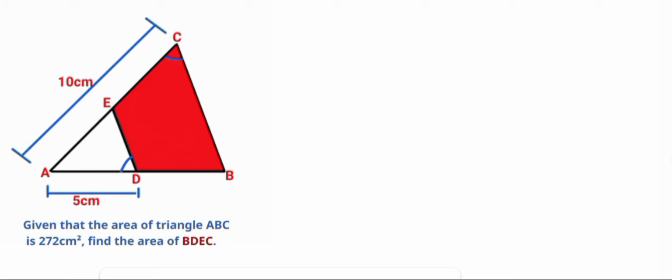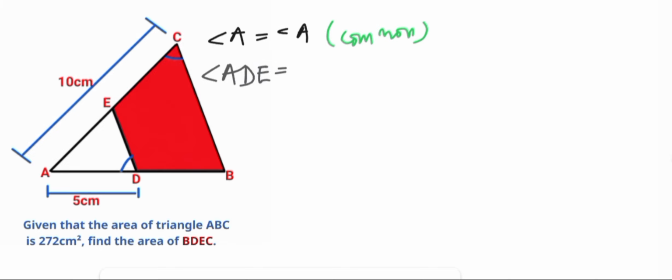The first thing we want to do here is try to establish similarity between the triangles. And to do that, it is obvious that the two triangles have angle A. So we can say that angle A is equal to angle A in both triangles. That's a common angle. It is also given that angle ADE from the smaller triangle is equal to angle ACB from the bigger triangle. That one is given by the marks that we see in blue.